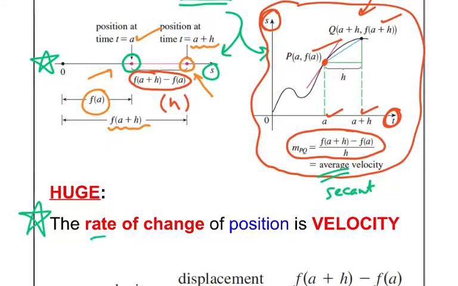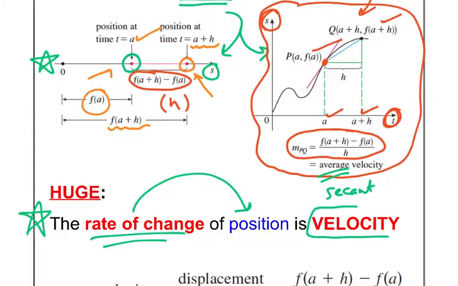When you find the rate of change, not the average, but the instantaneous rate of change of position, that is velocity. If you think about it, you're asking yourself, how fast are you changing your position to go from there to over there? How fast are you changing your position? That's your speed, or more importantly, your velocity. So when we ask for velocity, we're asking for the instantaneous rate of change of your position.